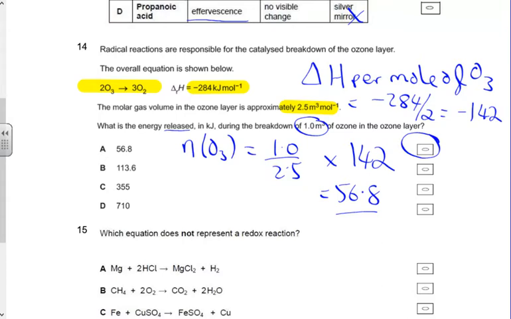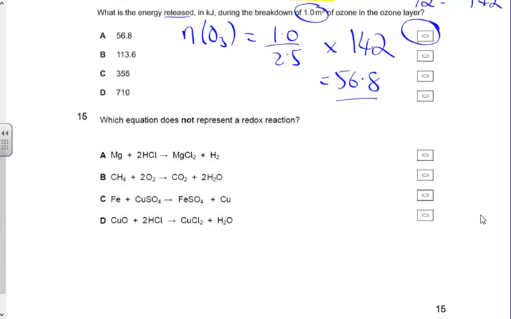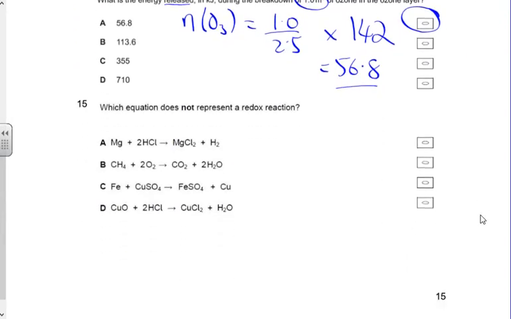Question 15. Which equation does not represent a redox reaction? So metal plus acid is always a redox reaction. So A is a redox reaction. The magnesium is going from 0 to +2. B is a combustion reaction. Combustions are also always redox reactions.